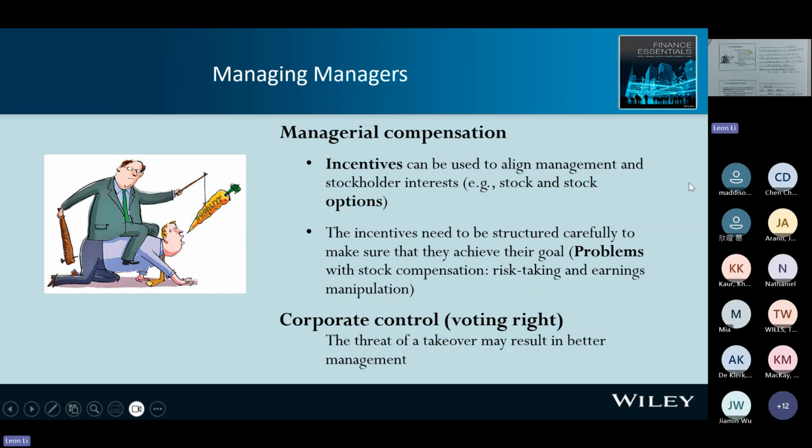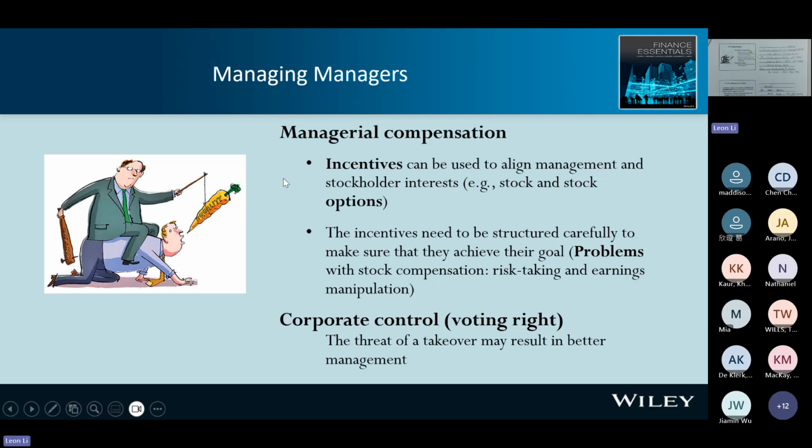However, the incentive needs to be structured carefully to make sure they achieve their goal. I mean, incentive payment might have some problems with the stock option. Like risk taking: the manager will take more risk for higher return, but too much risk could be a problem for the company. And earnings manipulation: managers might cheat. They might change the accounting numbers, cheat the market, and raise the stock price. This is another problem.